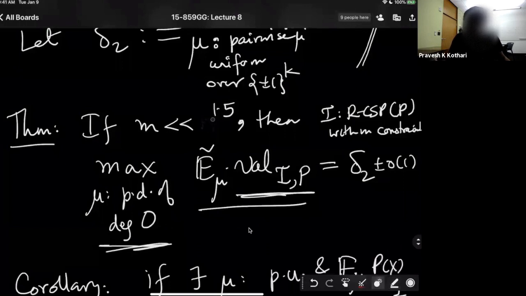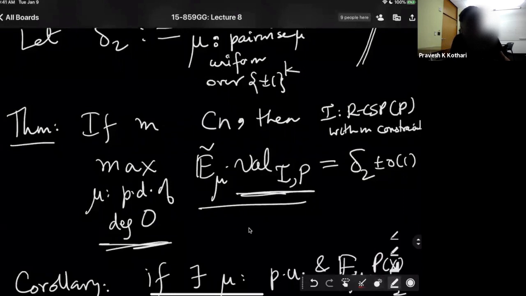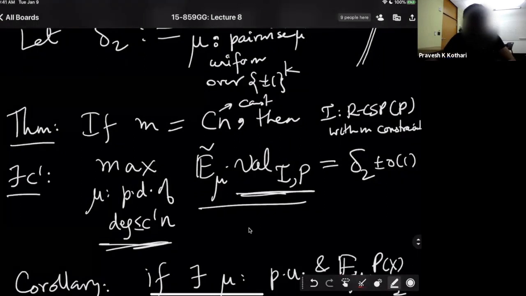Or actually, just to make it similar to what we proved, let's just look at this. Now this is a constant. Then I think it is true that, okay, now I think at least it's a formally correct statement. We're saying that there is some constant C prime, such that if you take the maximum of this quantity over all pseudo distributions of degree at most C prime n, where C prime is some tiny enough constant, then in fact, you will get a value which is roughly delta 2.